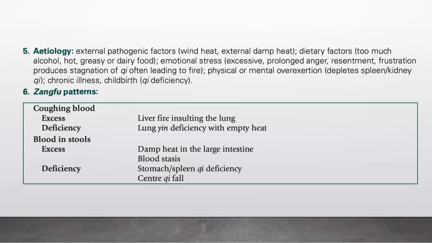Next, we look into the Zangfu organ patterns. If coughing blood is an excess condition, it indicates liver fire insulting the lung. If it's deficiency, it's lung yin deficiency with empty heat. In blood in stools, if it's excess, it could be damp heat in the large intestine and also blood stasis. And if it's a deficiency condition, it indicates stomach and spleen Qi deficiency or center Qi falling.